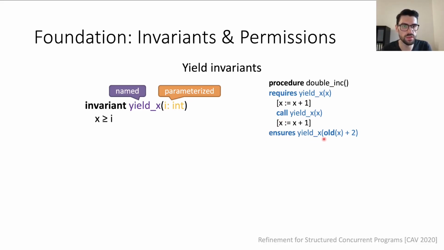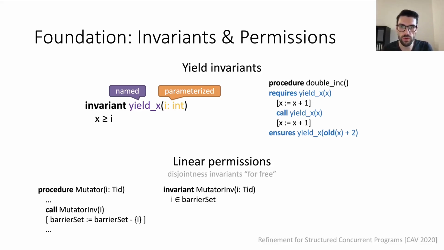And the key here really is this parameterization, which enables us to instantiate this invariant to the particular needs of a code location. And so non-interference now only has to be proved once per yield invariant, as opposed to once for each of the instantiations of the invariant, which can lead to large speedups in the number of verification conditions that need to be discharged.